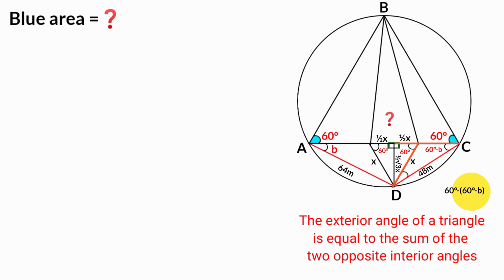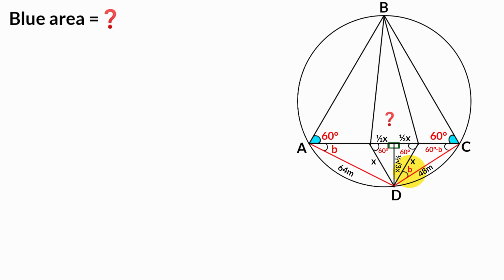Minus 60 degrees minus B is minus 60 degrees minus minus B. Minus minus B is plus B. 60 degrees minus 60 degrees is 0. So the angle is B.